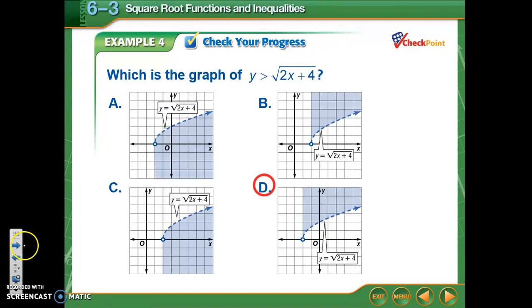All right, your answer here should be D. And here is the work for how you can find your starting point at -2. It's greater than, not greater than or equal to, so it's going to be dotted. And then again, we end up shading above here after you test a point.